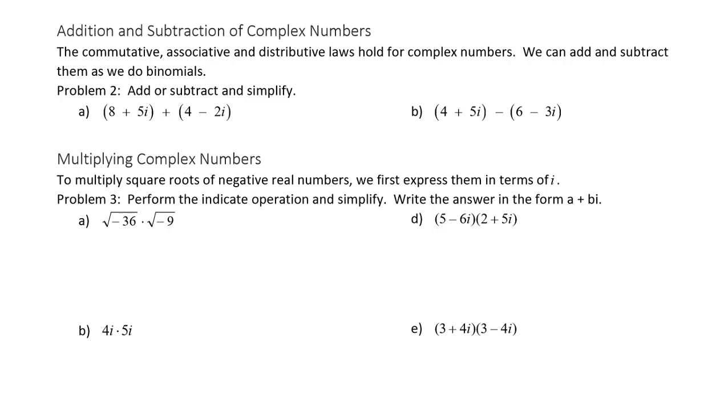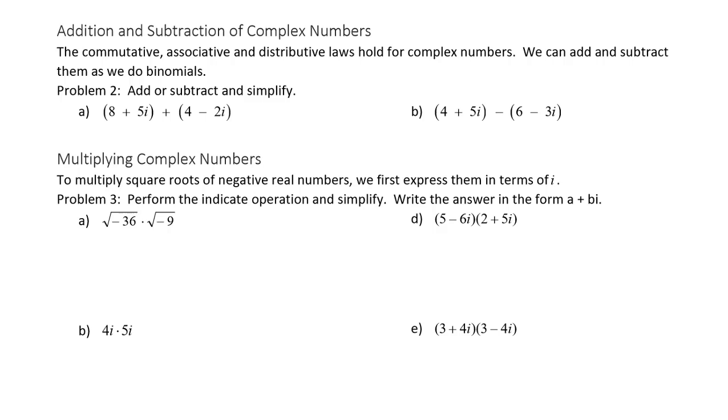So for this example, we have addition and subtraction of complex numbers, and then multiplying complex numbers. Let's start with addition and subtraction. The commutative, associative, and distributive laws hold for complex numbers. We can add and subtract them as we do binomials. So let's try adding or subtracting example 2a. We have 8 plus 5i in grouping symbols, plus 4 minus 2i in grouping symbols.